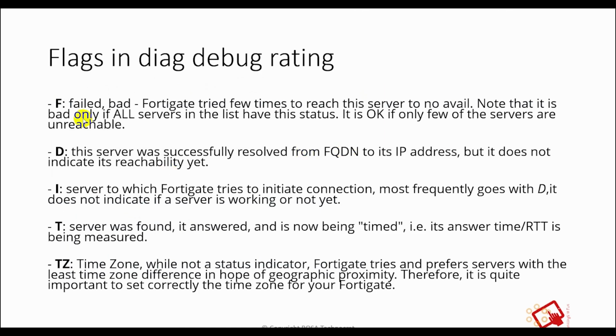I had told you the flags, and flags are important to understand the issue. F is for failed or bad. D means this server was successfully resolved from FQDN to its IP address. I is the server to which it tries to initiate connection most frequently. I goes with D, because D will always be there since it resolves the name to the IP address. T is set whenever it times out, like it saw some response but it timed out, but you will not generally see T because that's for a very short time. And TZ is the time zone indicator, as I told you.